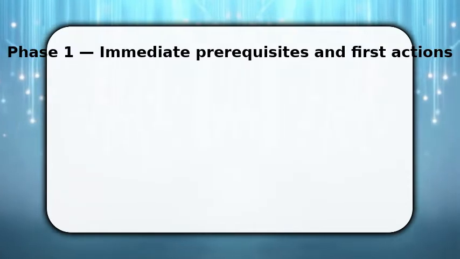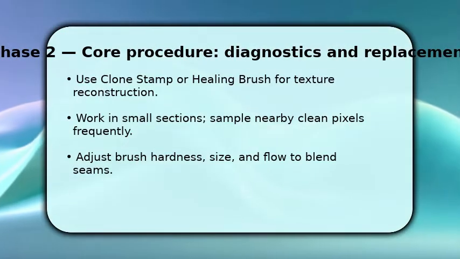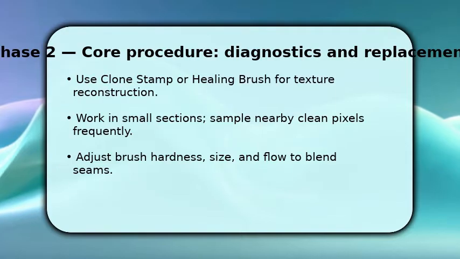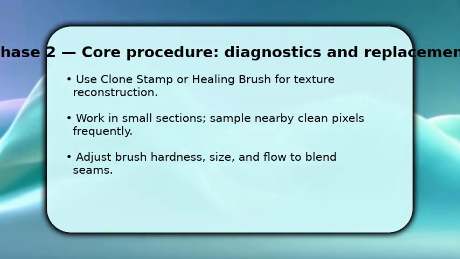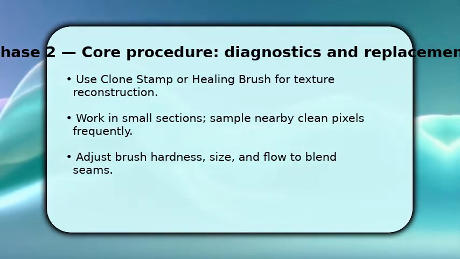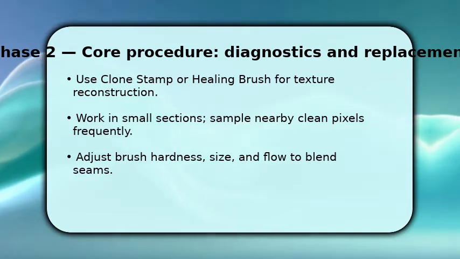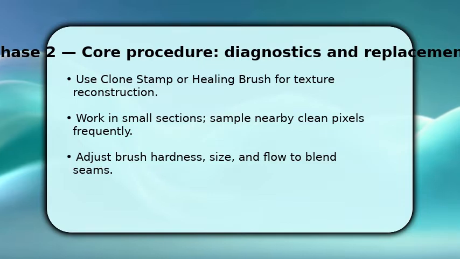You now remove the scribble using reconstruction tools. Start with the healing brush or clone stamp. Sample clean nearby pixels often and work in small sections for control. Once done with larger shapes, switch to a softer, smaller brush to blend edges and recreate fine details.